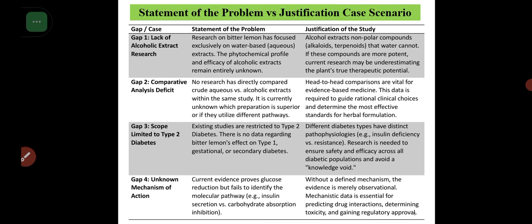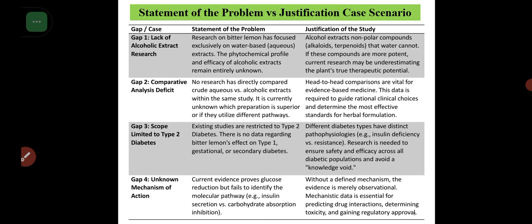Number 3 gap. Okay, number 3 gap, let me take that. Look at scope limited to type 2 diabetes. Now I showed you that the studies all focused on type 2 diabetes. So let's see how the statement of the problem reads. Existing studies are restricted to type 2 diabetes. There is no data regarding bitter lemon's effect on type 1, gestational or secondary diabetes.